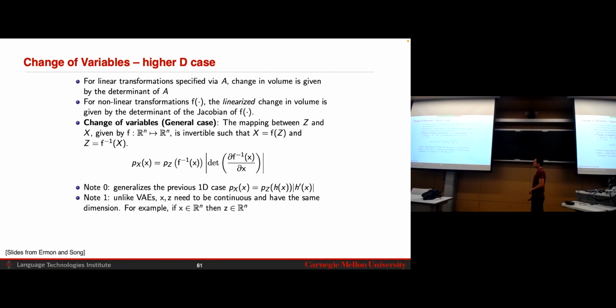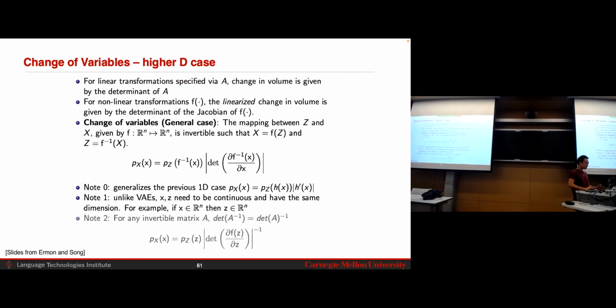Another big note, unlike VAEs, all my intermediate representations x and z have to be continuous. And another big constraint is that they have to have the same dimension, because once you start having different dimensions between x and z, you cannot define an invertible function. And finally, there's the property that the determinant of A inverse is 1 over the determinant of A, so you can pull the inverse outside of it.